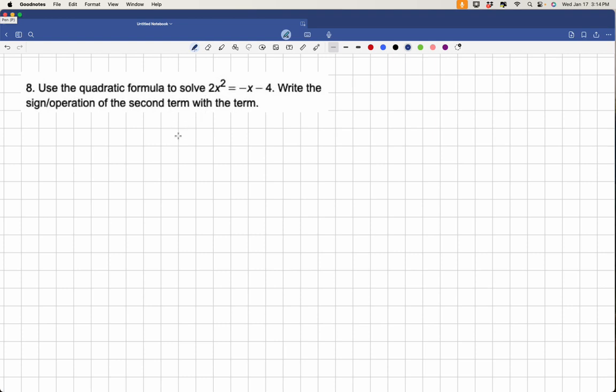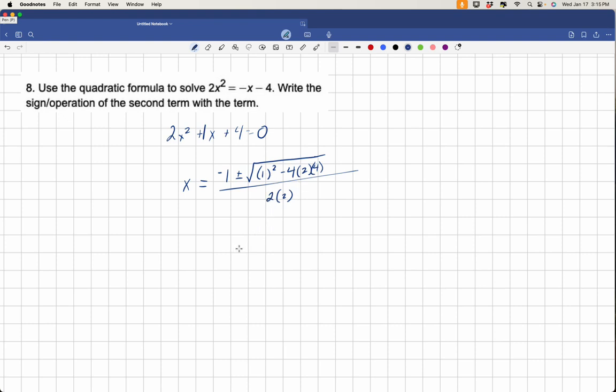We've got 2x squared plus x plus 4 is equal to 0. So we can say x is equal to negative b, which is 1, plus or minus the square root of 1 squared minus 4 times 2 times 4, all over 2 times 2. So that's b, b, a, c, b, a, b, c, right?